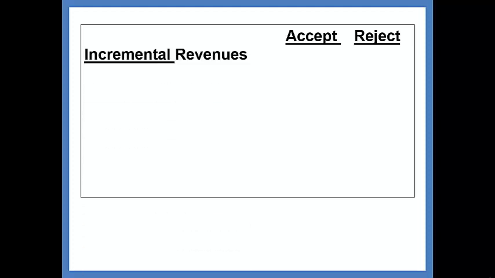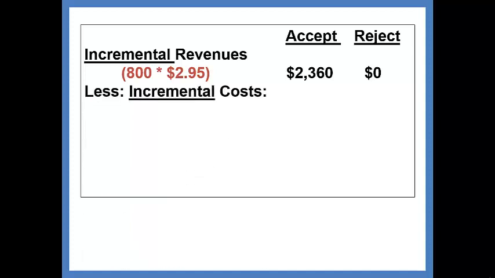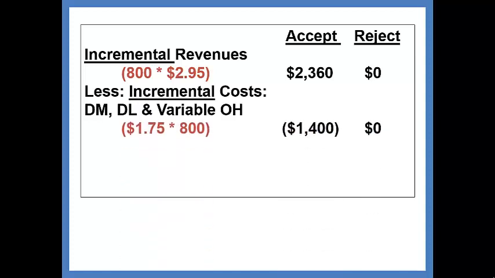The extra revenues, if we accept the order, 800 candles at $2.95 a candle, or $2,360. And of course, if we reject the offer, then our extra revenues are zero. Incremental costs. Well, we will incur the variable production cost of $1.75 per candle. So those costs, if we accept the order, will be $1.75 times 800, or $1,400. We will not incur these costs if we reject the order.